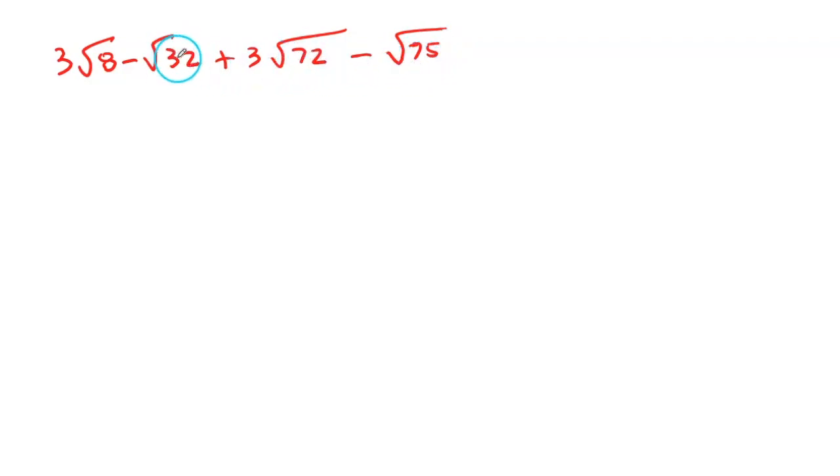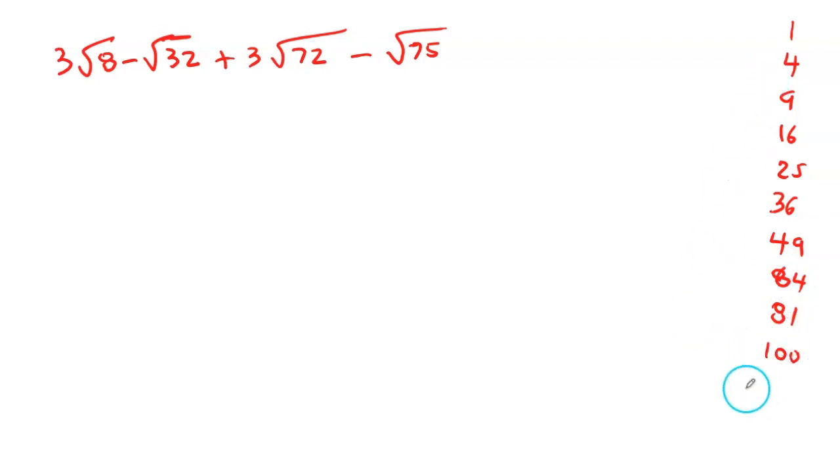Same with 72, same as 32, same as 8. So the first thing that you do is break the numbers into a prime factorization. But remember, because these are square roots, what I'm looking for is perfect squares in those numbers. What are my perfect squares? 1 times 1 is 1, 2 times 2, 3 times 3, 4, 5 times 5, 6 times 6, 7 times 7, 8 times 8, 64, 81, 100. Those are perfect squares.